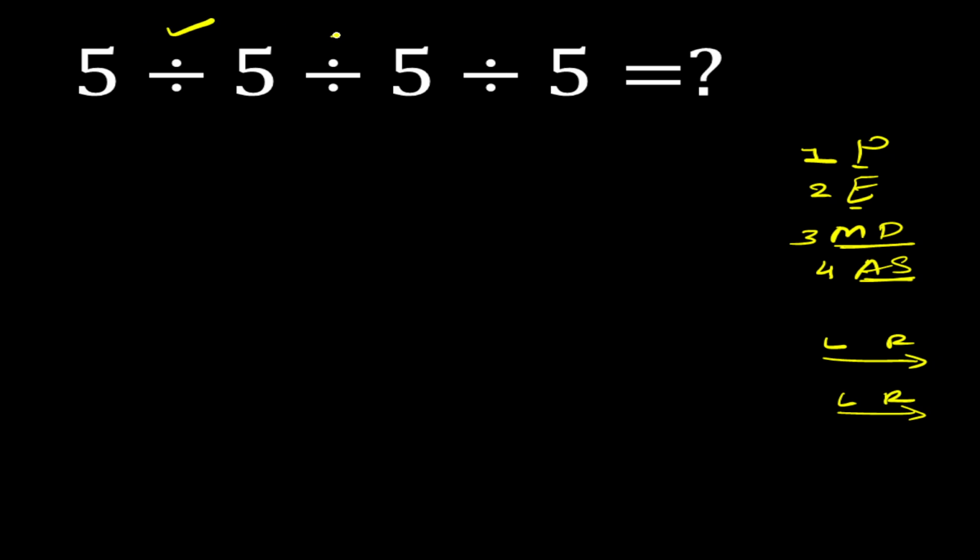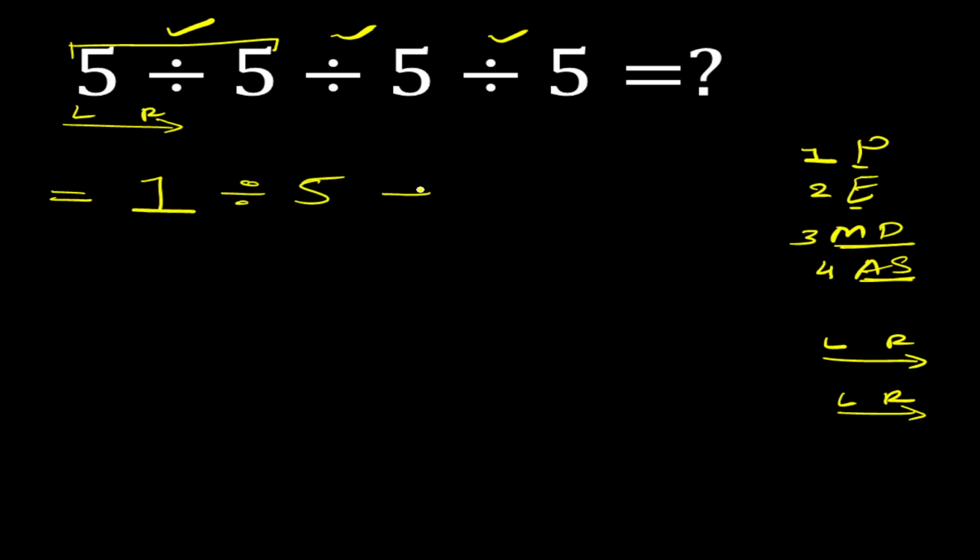So here we have one division, here division, and here division. All have equal priority, so we have to solve it from left to right. First we have to solve this division, right? So 5 divided by 5 is equal to 1. Divide 5, divide 5, right? Now 1 divided by 5 can be written as 1 upon 5, divided by 5.